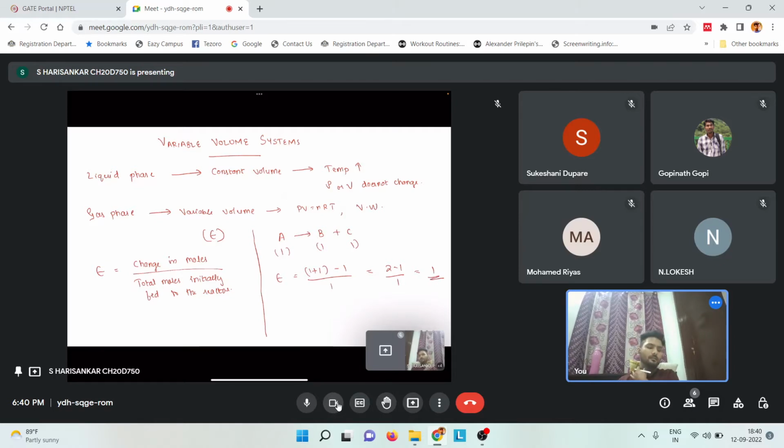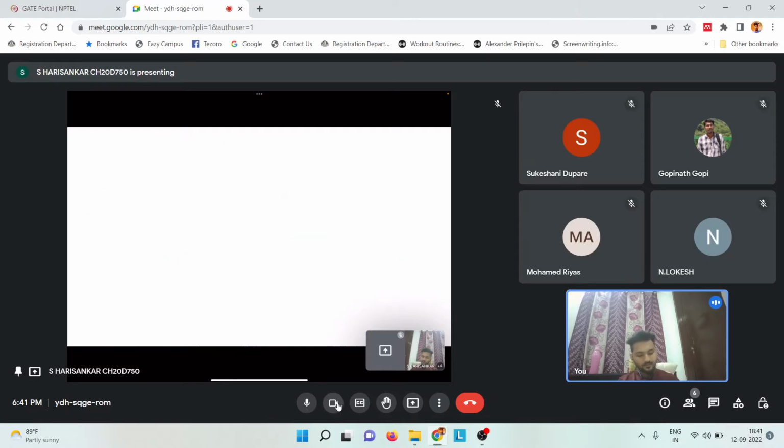Okay. Now, if we take a different reaction, like let's say A gives B plus C plus D, then 1 mole of A gives 1 mole of B, 1 mole of C and 1 mole of D, and epsilon will be 3, which is the total moles of product, minus 1 by 1, and that is 2, right?